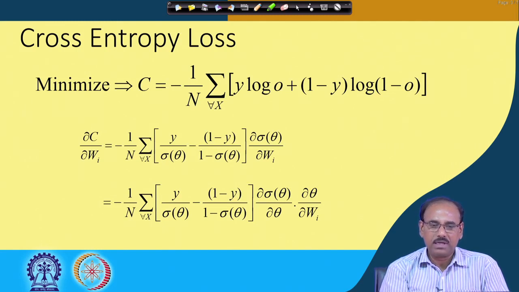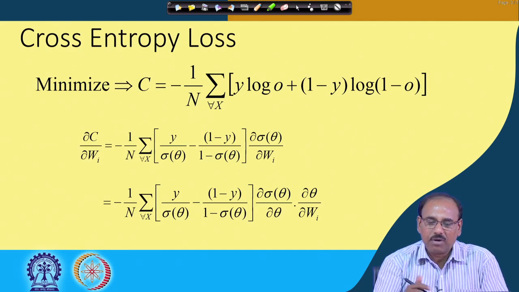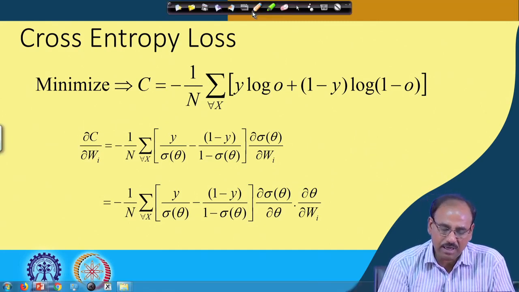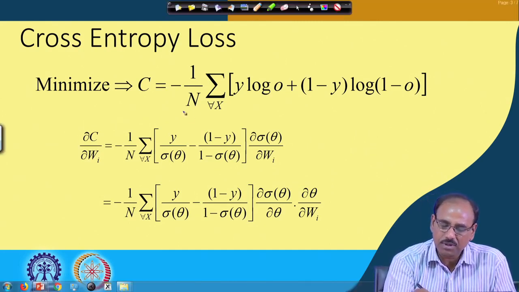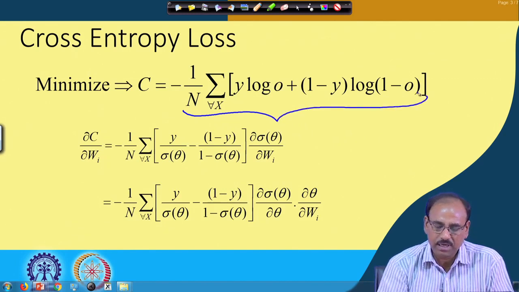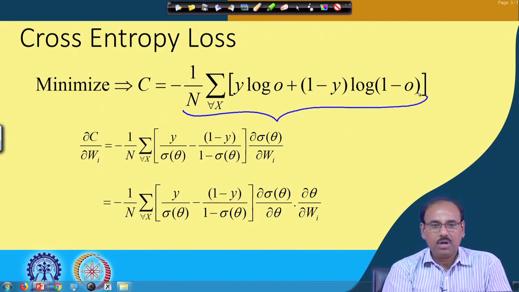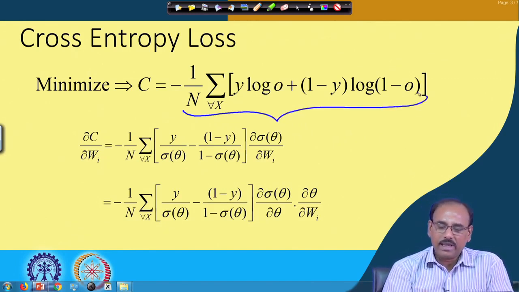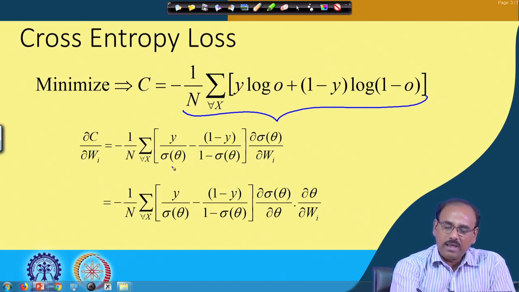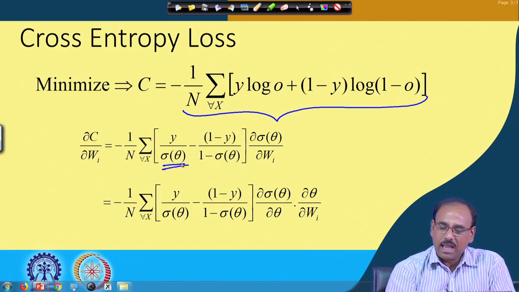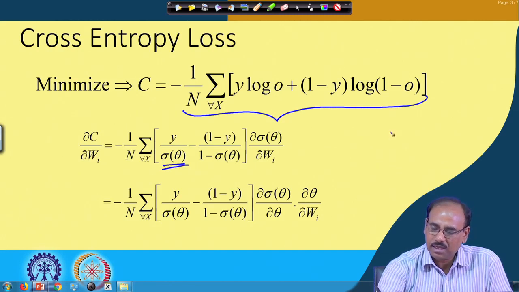So, what I compute is del C del W I, and from here you find that when I take the derivative of this cross entropy loss C with respect to W I, what I get is y by sigma theta. As we have said earlier, this theta is nothing but W transpose x.